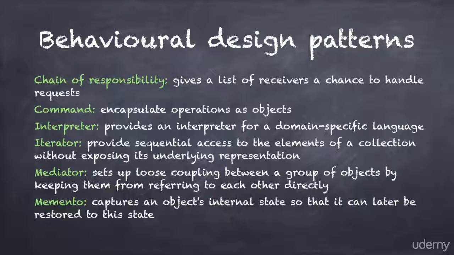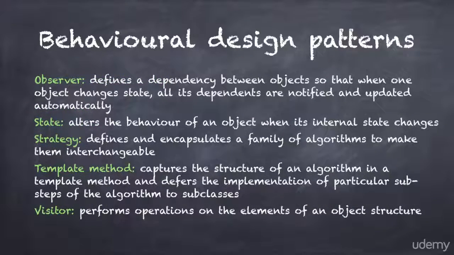The intent of the memento pattern is to capture an object's internal state so that it can later be restored to this state. The observer pattern's intent is to define a dependency between objects so that when one object changes state, all its dependents are notified and updated automatically.